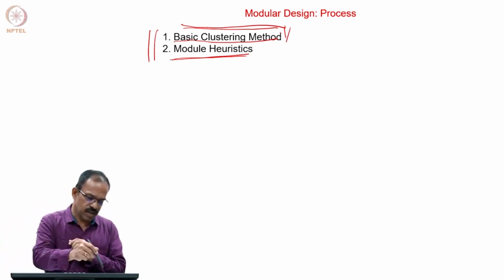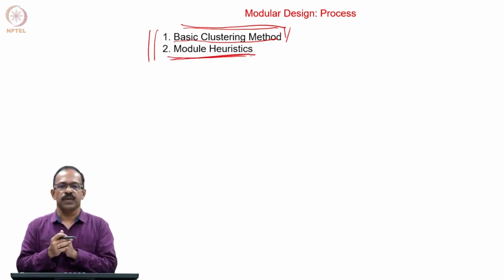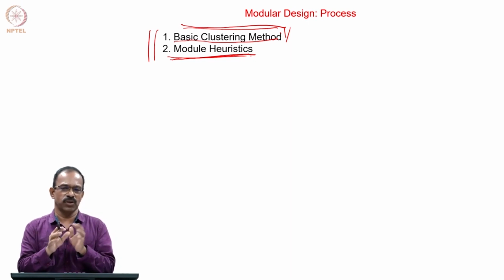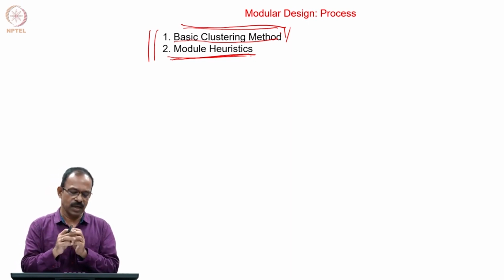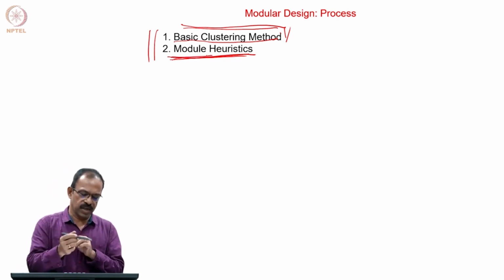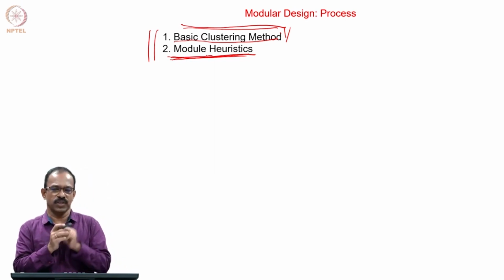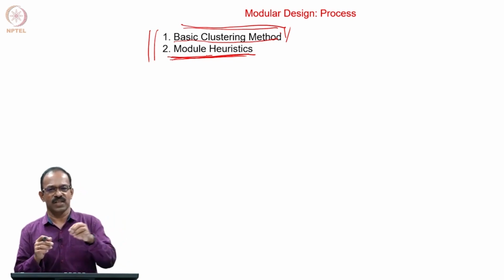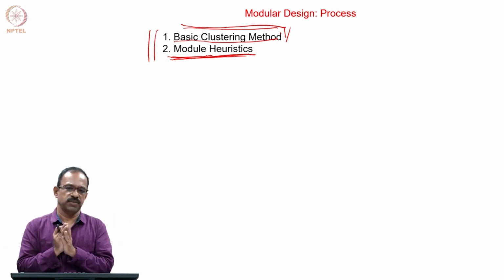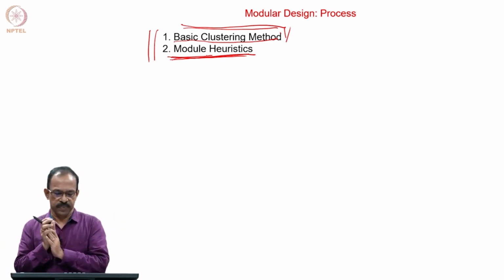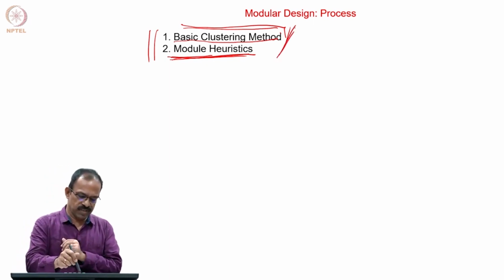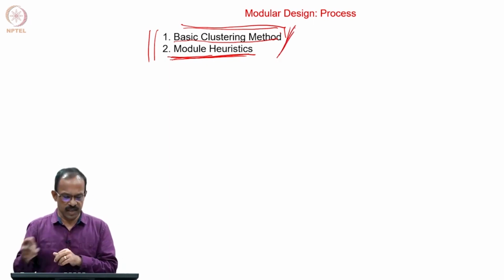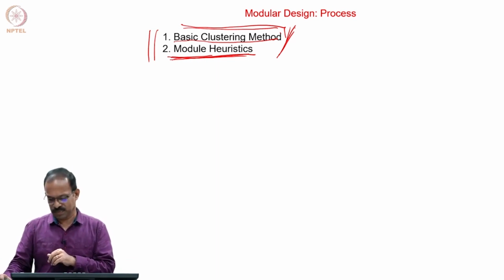The second one is module heuristics, where we use some kind of logic or heuristic method to get the modules. There we use some kind of rule to say that if these things are there, then you put them together. That is module heuristics. First, let us look at the basic clustering method, and then we will see the module heuristics.